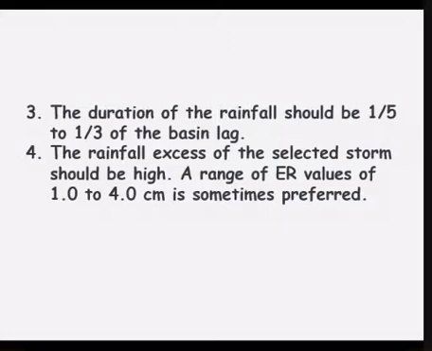Number 3, the duration of the rainfall should be 1/5 to 1/3 of the basin lag. Number 4, the rainfall excess of the selected storm should be high. A range of ER values of 1.0 to 2.0 centimeters is sometimes preferred.